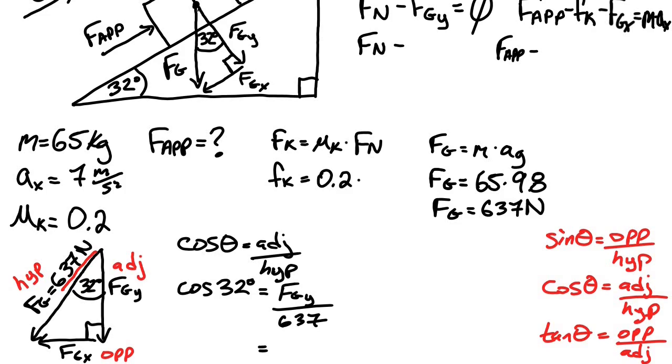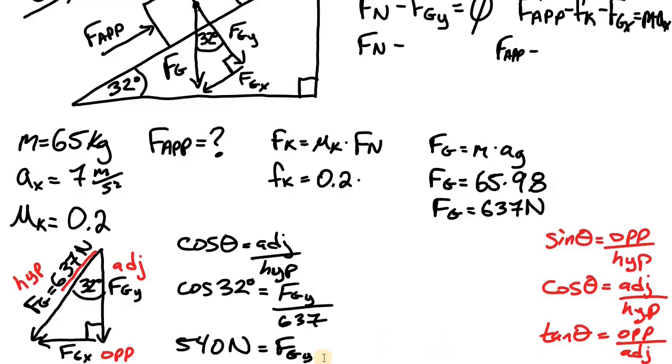All we have to do is multiply 637 to both sides of the equation and we'll get our answer. Once again, keeping in mind the idea that our calculators do need to be in degree mode, not radian mode. And we get 540 newtons. Okay, so that's what our Fgy is equal to.